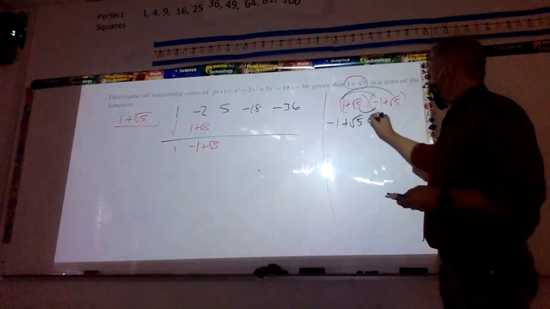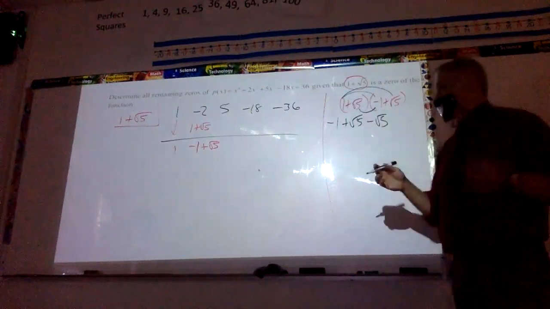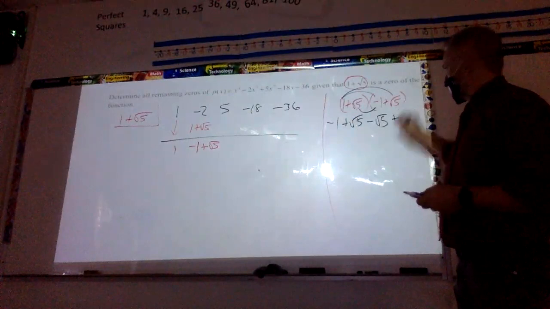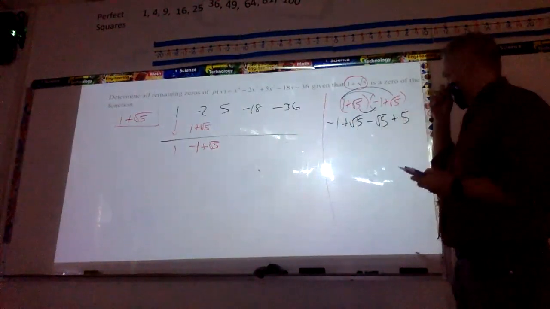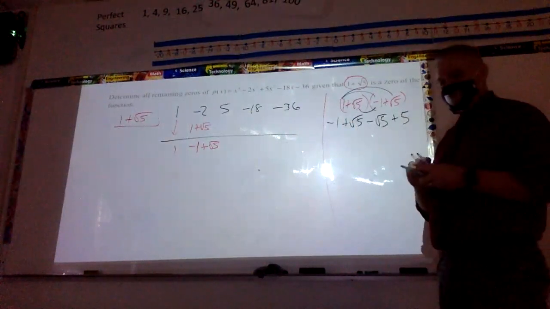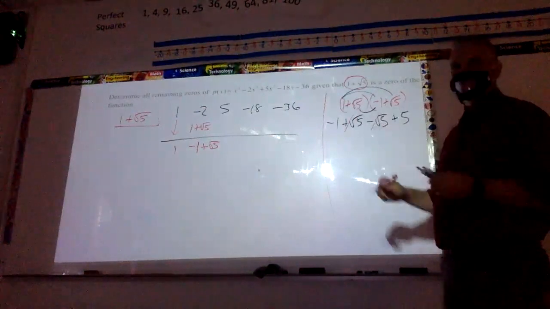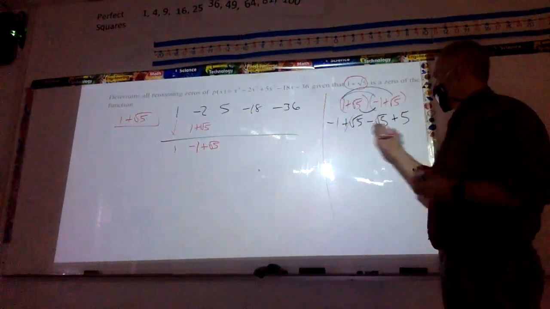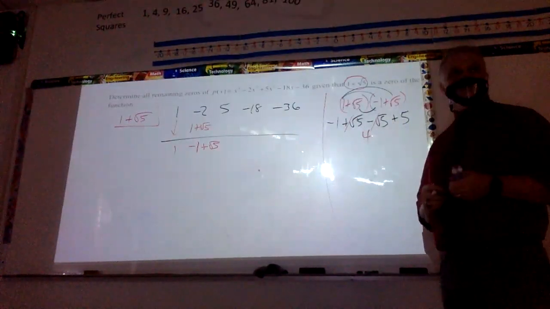Root 5 times negative 1, oh, I told you it's going to be nice. Minus root 5. Root 5 times root 5 is root 25, which is 5. So looky, the fun stuff that we have. Plus root 5 minus root 5 cancel each other beautifully. We get negative 1 plus 5. So all of this, it's 4.